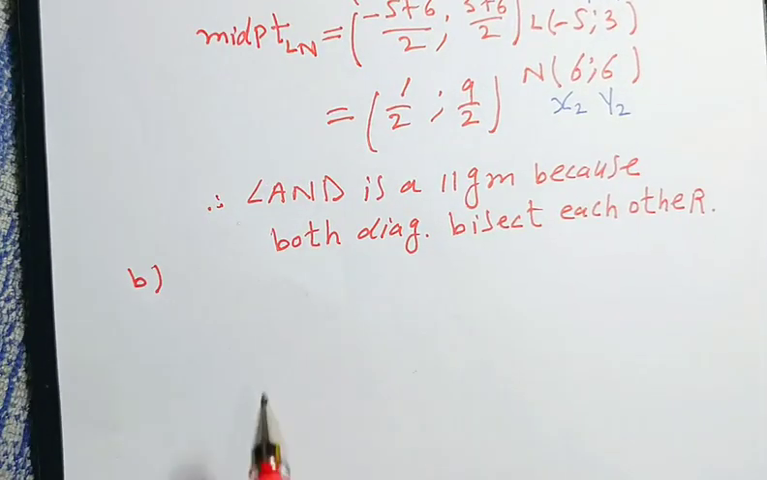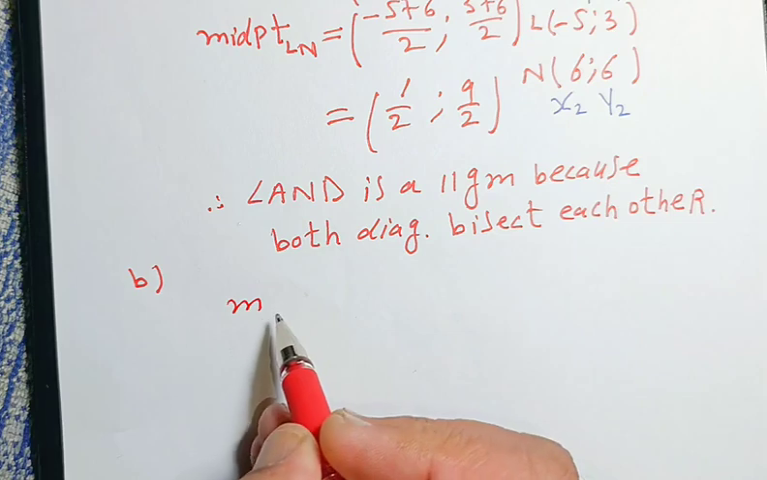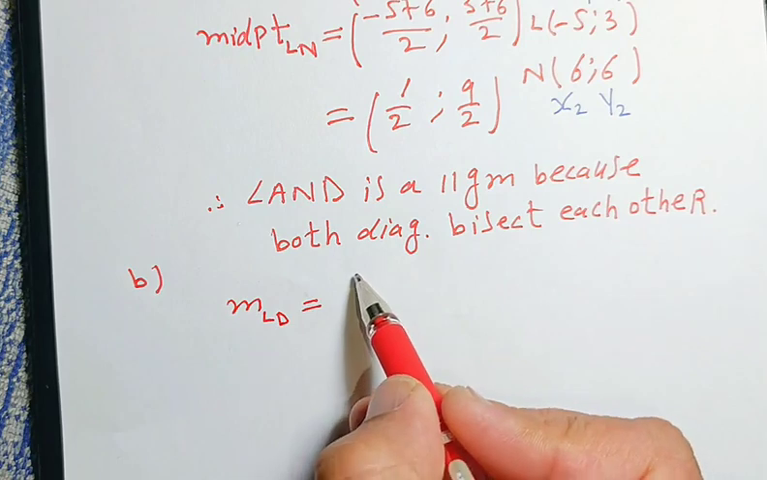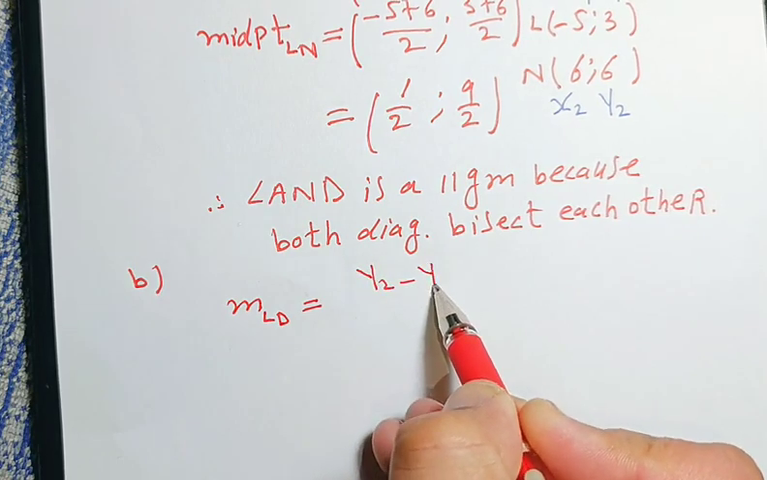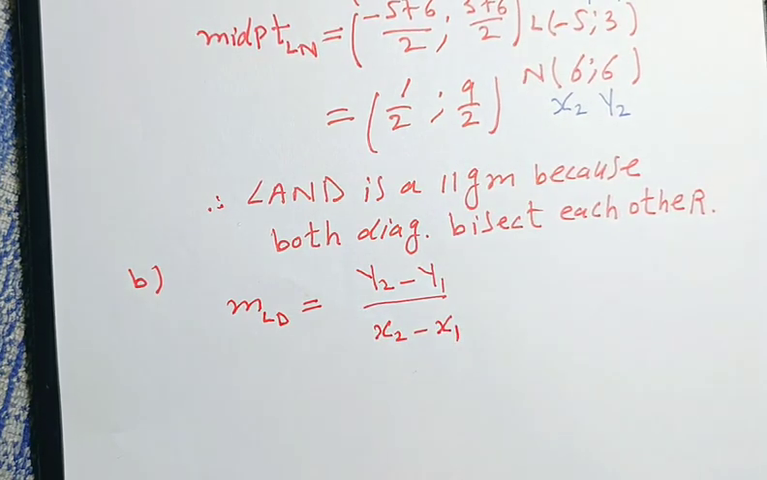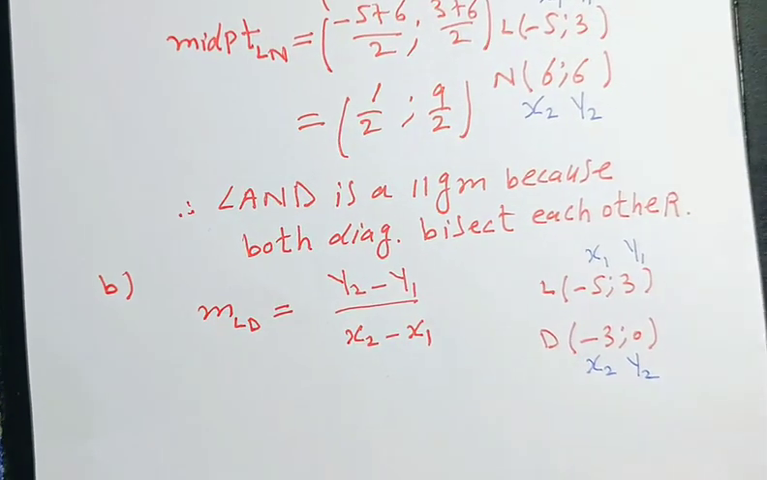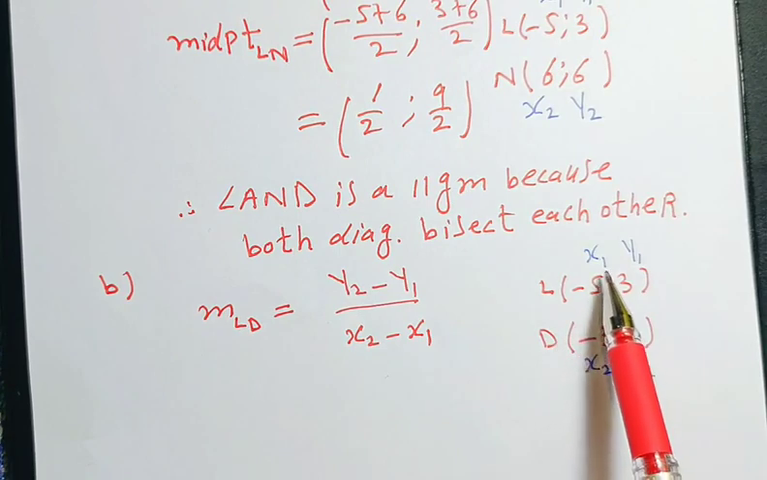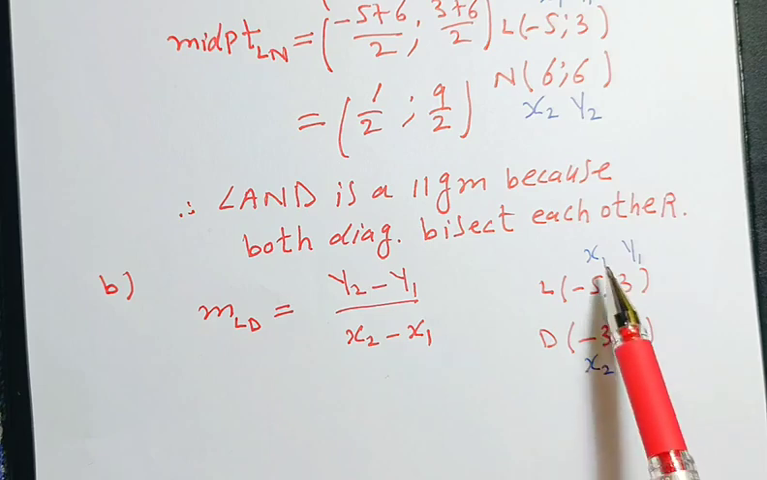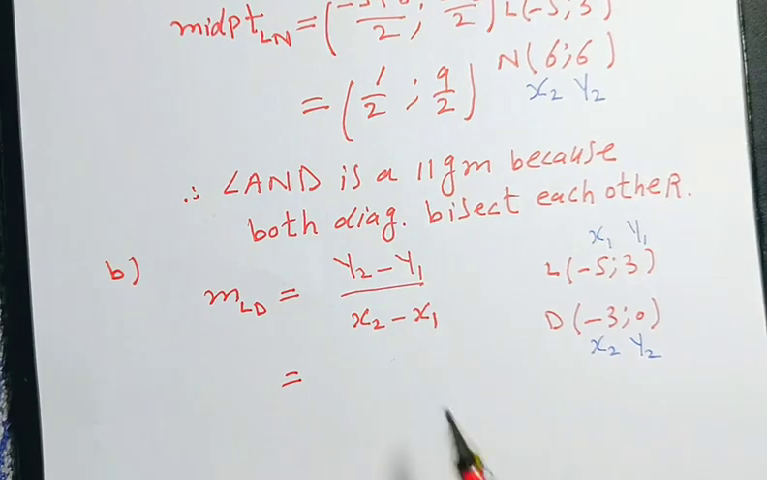So I'm going to apply the gradient formula, the gradient of LD. So obviously the gradient formula is y2 minus y1 over x2 minus x1. Now I'm going to plug in all these values. These are my L and D coordinates. X1, Y1, I choose this as X2, Y2. You can choose even this as X1 and Y1, and that as X2 and Y2. So I'm going to plug all these values into this formula.